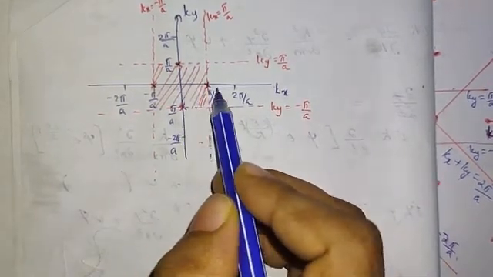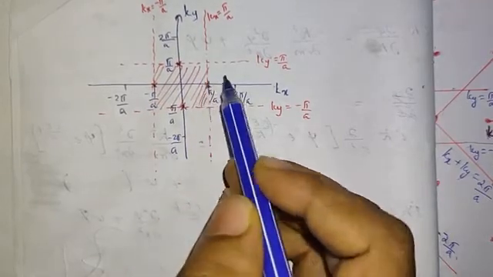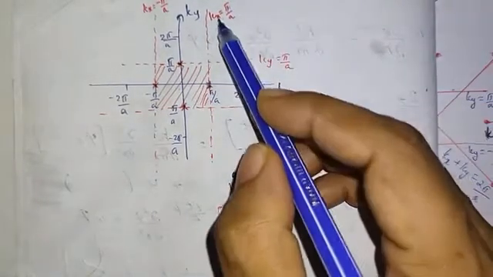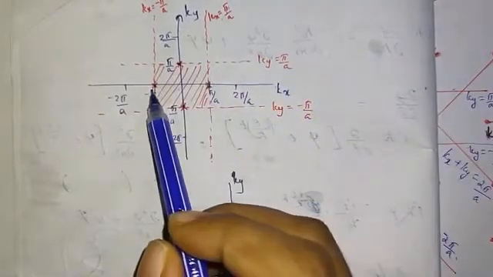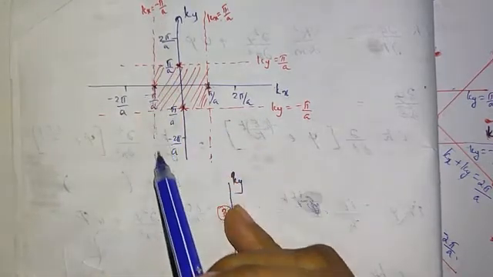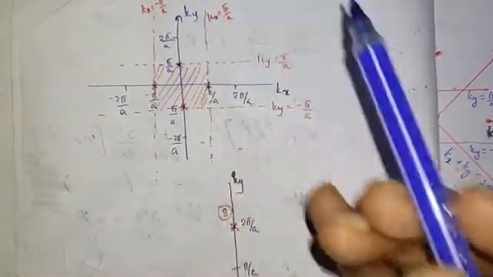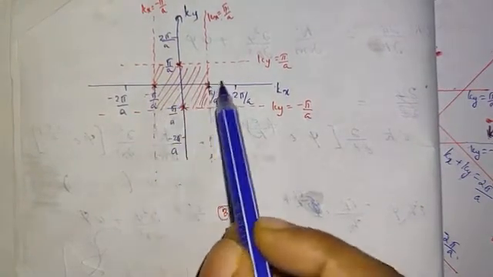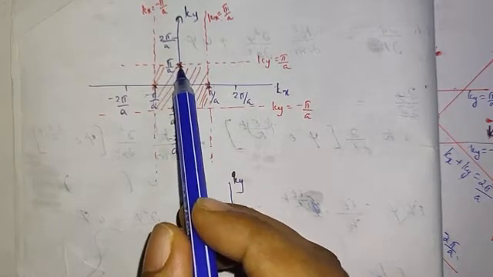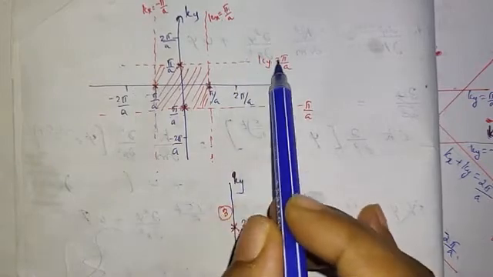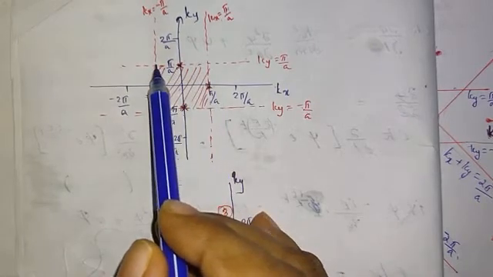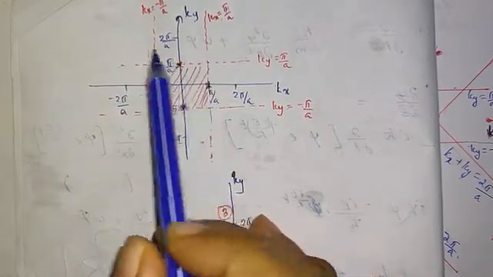And kx is equal to pi by a means this point. So a line passing through this point will represent kx is equal to pi by a. And this is the value corresponding to kx is equal to minus pi by a, so the line passing through this point represents kx is equal to minus pi by a. Similarly, this point represents ky is equal to minus pi by a, and this point represents ky is equal to pi by a. So this line is ky is equal to pi by a, this line is ky is equal to minus pi by a.